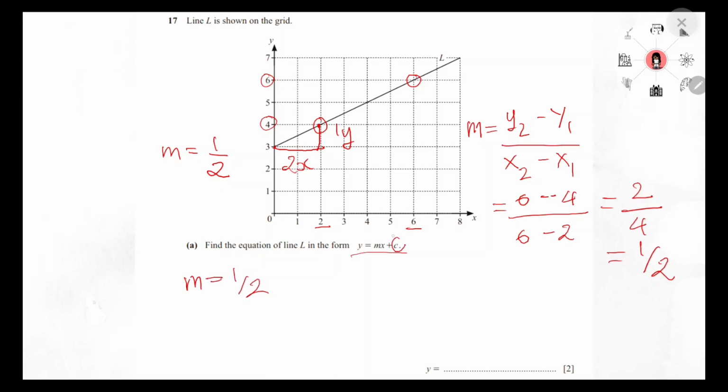Next, we will have to find C. C is the y-intercept. So over here, the line intersects at 3 on the y-axis. So C will be positive 3. Therefore, y equals mx plus c can be written as y equals 1 by 2x plus 3. Therefore, the answer is y equals 1 by 2x plus 3.